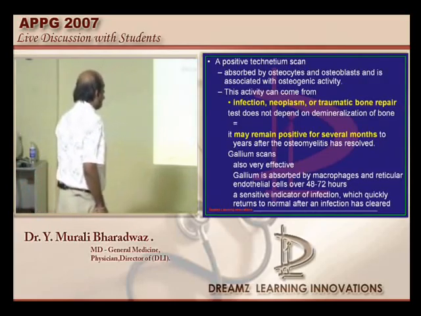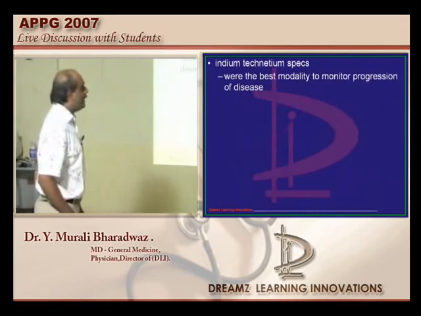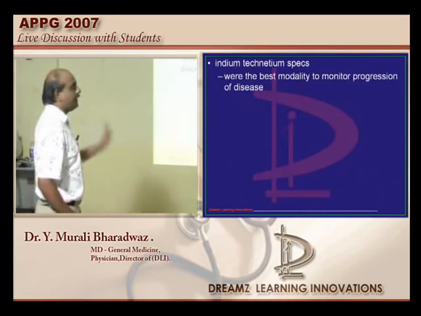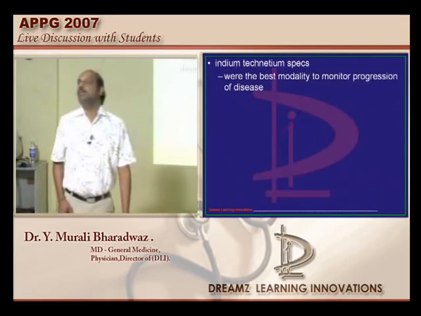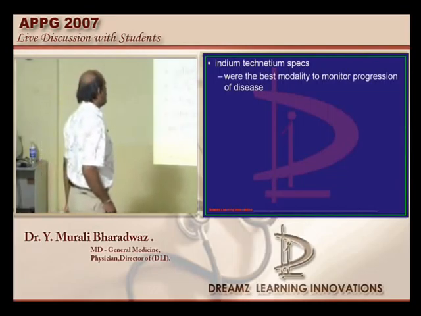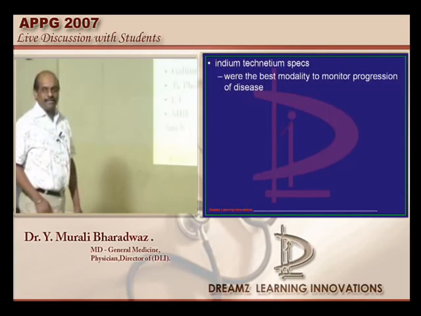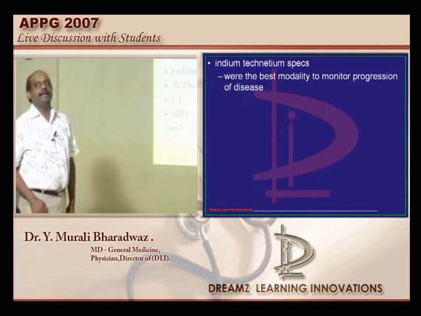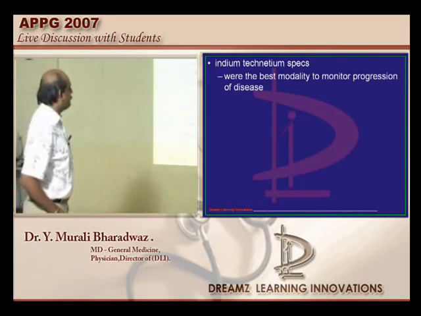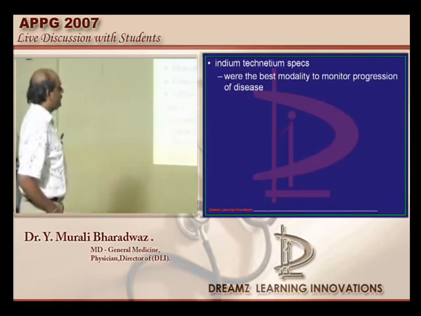Out of all, it is the indium and technetium scans that are considered to be the best modality to diagnose and also to monitor the progression of the disease. So by that, technetium and gallium are equal contenders. Some studies at least prove, in ENT journals, that it is the technetium scan which is better. Now still it is left for your imagination and the examiner's key.